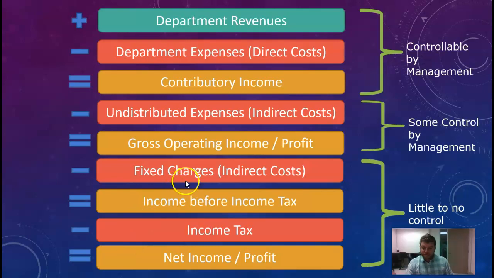Next, we subtract our fixed charges. So these are indirect costs again, but these are fixed, such as tax, interest, insurance, depreciation. And then that leaves us with our income before income tax.